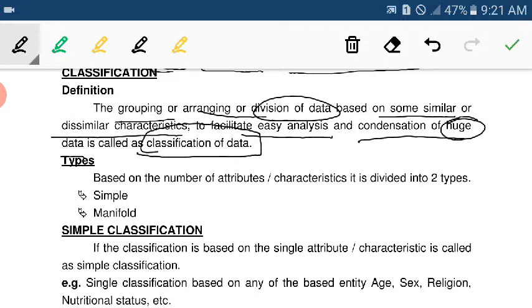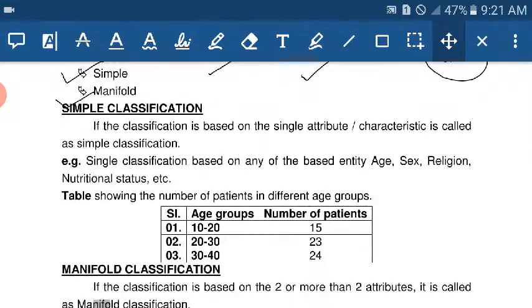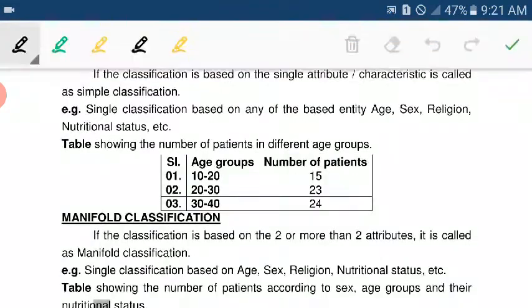Types: based on the number of attributes and the characteristics, it is divided into two types: first simple and then manifold. What is simple classification? It is the classification based on a single attribute or characteristic. It is called as a simple classification.